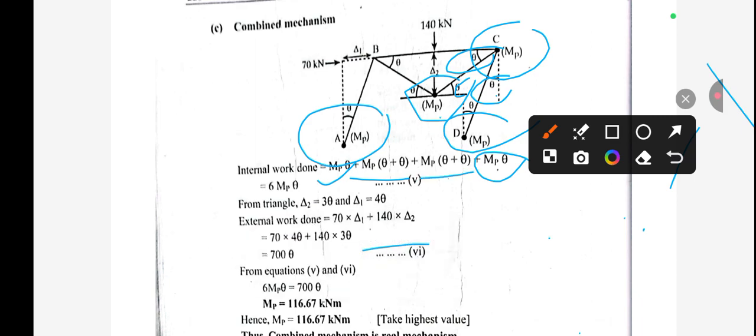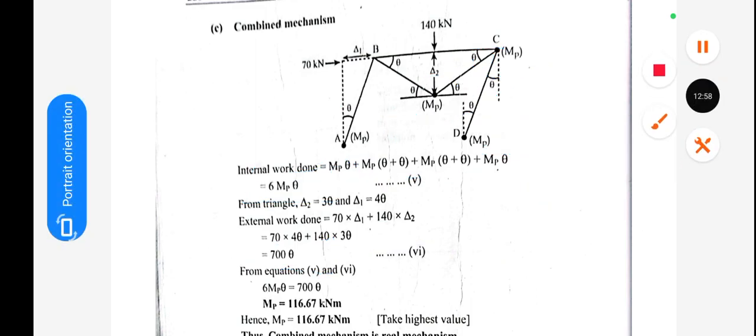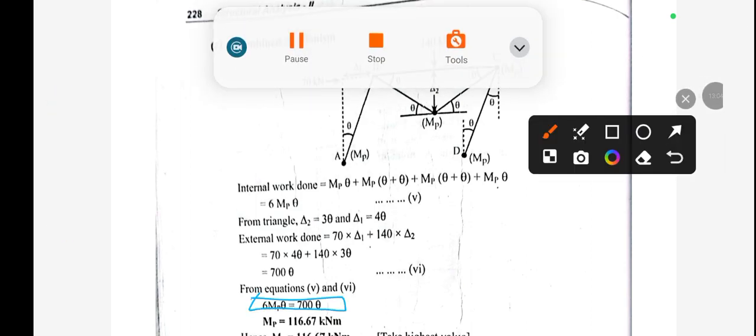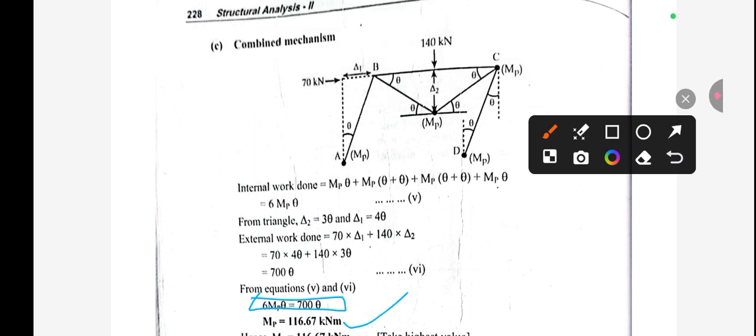So overall, all are the same theta, so we don't need to change. Finally, after adding all, we get 6 MP theta as internal work done, and the external work done is 700 theta. Equating these two values, we get the value of MP, that is 116.67 kilonewton meter. So this is our required answer.